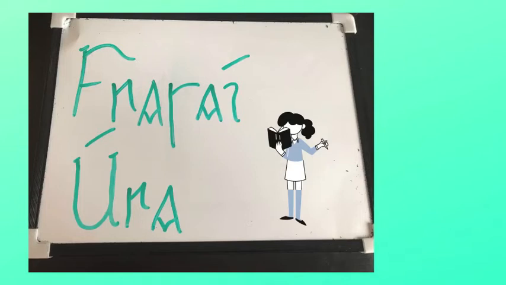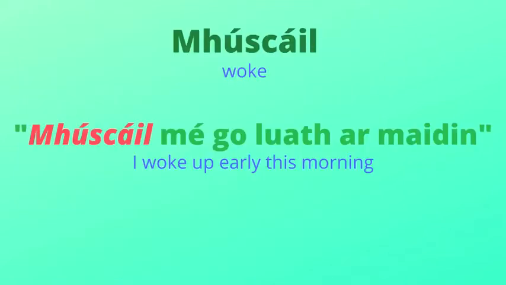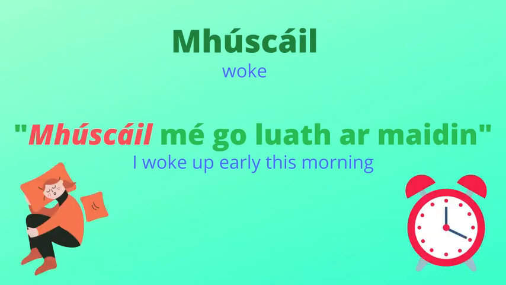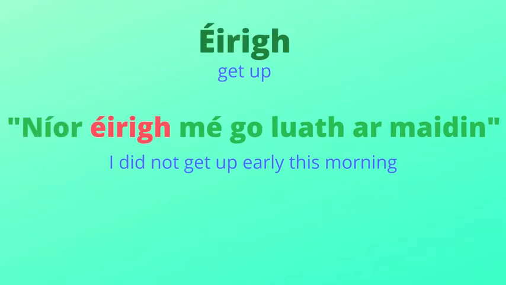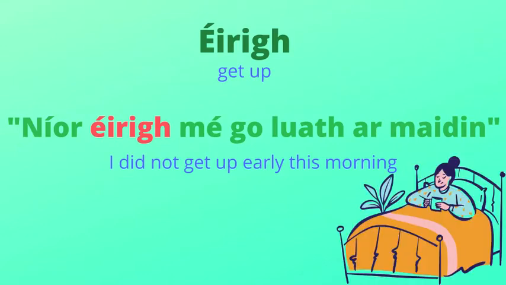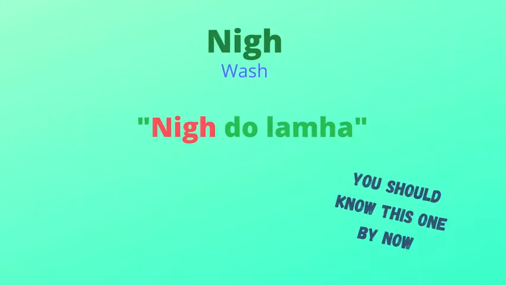So the first new phrase that we came across, and there were lots of new verbs in the past tense here, was mhúscail, which means woke. Mhúscail mé go luath ar maidin. I woke up early this morning. But as a lot of you know, éirigh, getting up, is not the same as waking up. Níor éirigh mé go luath ar maidin. I did not get up early this morning.